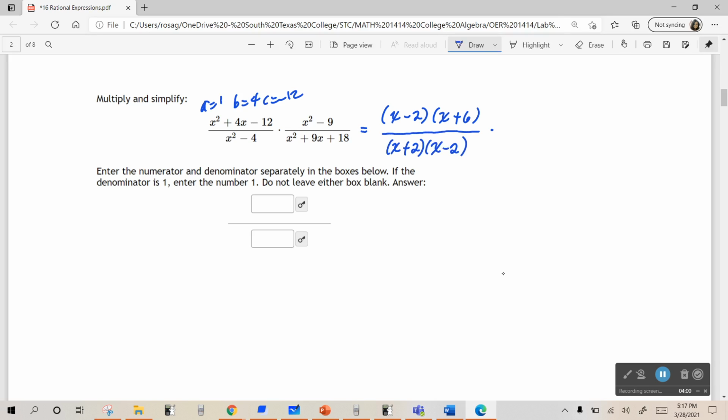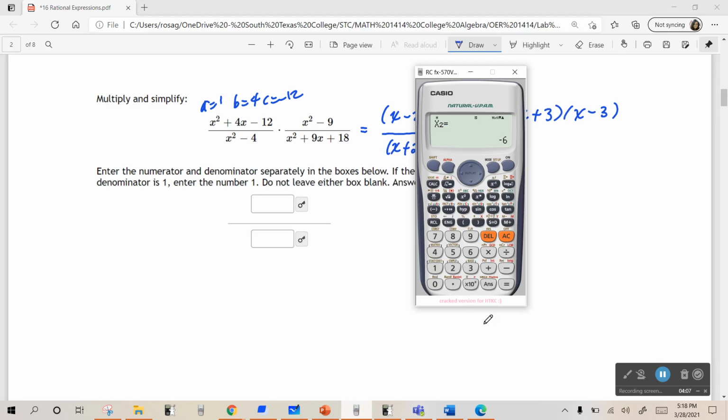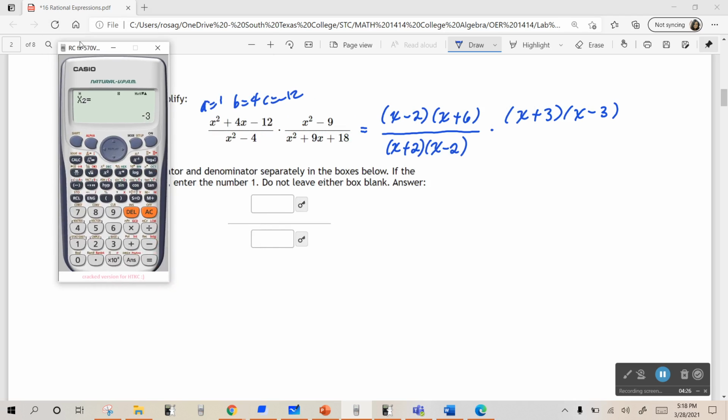This is a difference of squares, so that's why I know that it's going to be +3, -3. But you can do it in here as well. You can put 1 for A, 0 for B, and -9 for C, and it gives you the answers. It gives you 3, so that's going to be x minus 3, and then it gives you -3, so that's going to be x plus 3 when you put it in here.